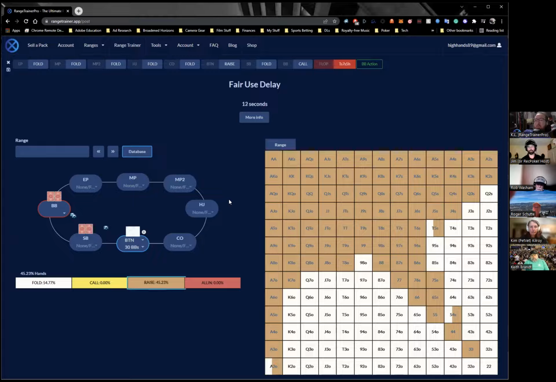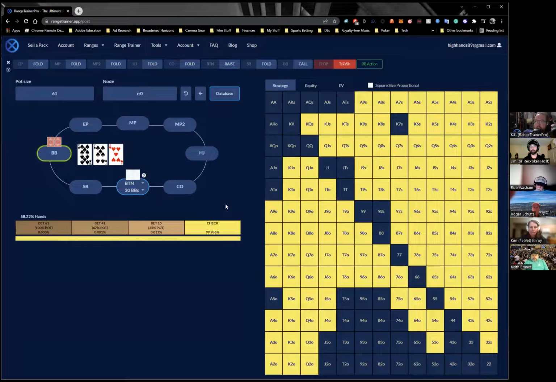And now what we're going to have is a fair use delay. It's a 20-second delay. And this is designed with one thing in mind: do not allow people to use the software to cheat. In real time, people can't just play it while they're online. Absolutely.